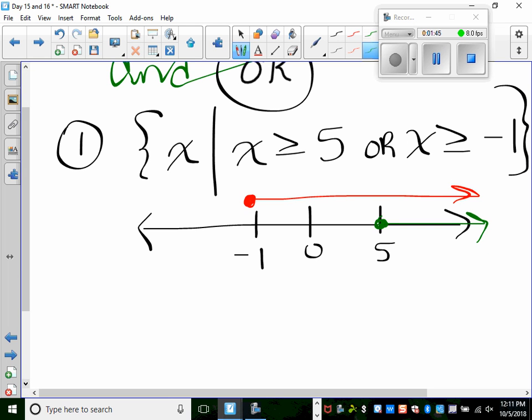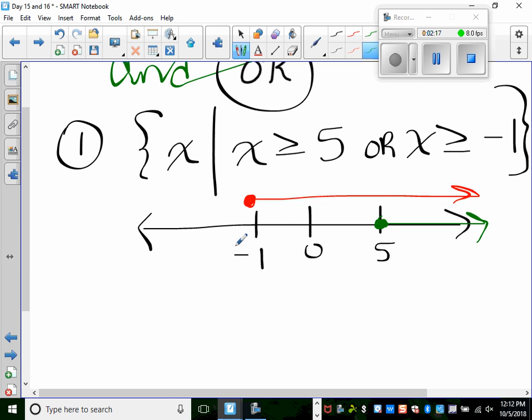So the question is, which one of these graphs, the red or the green, would satisfy both graphs? One of these graphs will cover both of these answers. So which one would it be? The red one or the green one? Lucy? Correct. The red one. The red one covers from -1 until infinity, which means it's going to cross across the number 5.